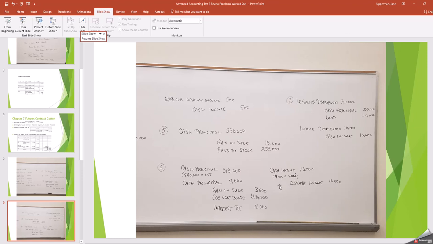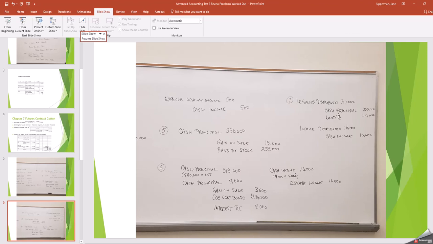Now there were 4 months of interest income coming in after the date of death. Just like we did with these expenses, we keep those separate. So we debit cash income instead of cash principal for the interest earned in the 4 months after the date of death, and then we credit estate income.